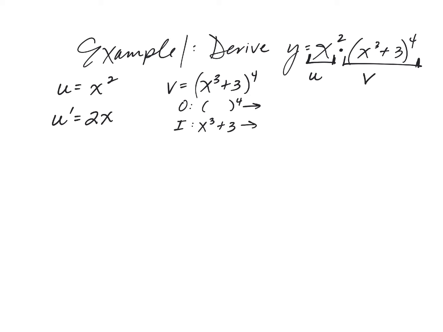So I take the derivative of each level. Derivative of my inside is 3x squared using the power rule. The derivative of my outside would be 4 times that same quantity to the third power. Inside stays the same. So to get my final derivative, I multiply these two quantities together to get 12x squared times x cubed plus 3 to the third power.